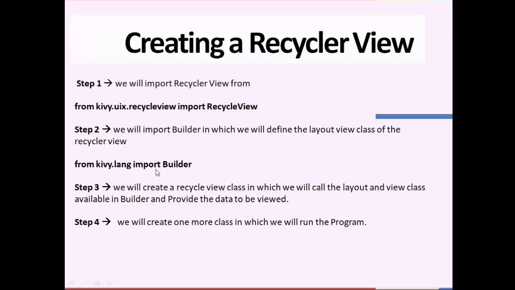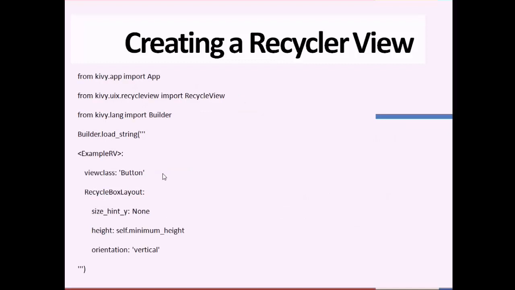Next, the third step is we are going to create a class in which we'll create a RecycleView class in which we'll call all the layouts and view class available in the Builder and provide the data to be viewed. As we have defined the layout in the Builder, that is the only thing we are going to call in this class. This is the use of one class, and in the second class we'll run the program by calling out the first class. So let's see the code.